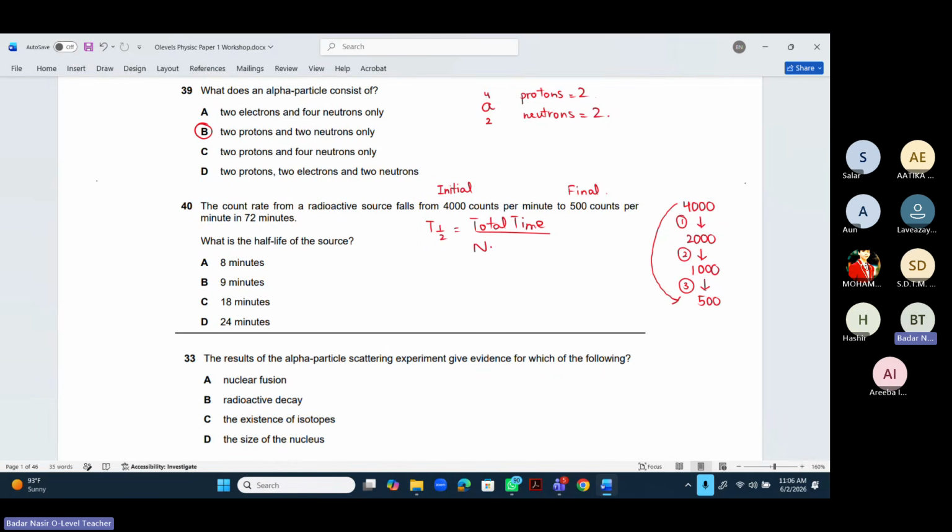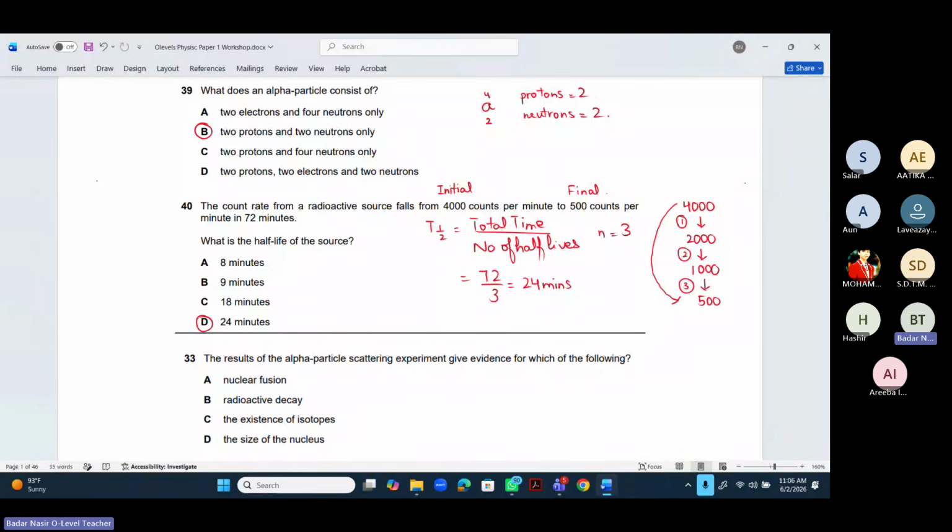So if we have to calculate its half life, so total time divided by the number of half-lives. So number of half-lives हमारे पास 3 है और total time जो है that is 72 minutes. So 72 divided by 3. So we get 3 2s are 6, 3 4s are 12. So that is 24 minutes. So the correct answer is D.